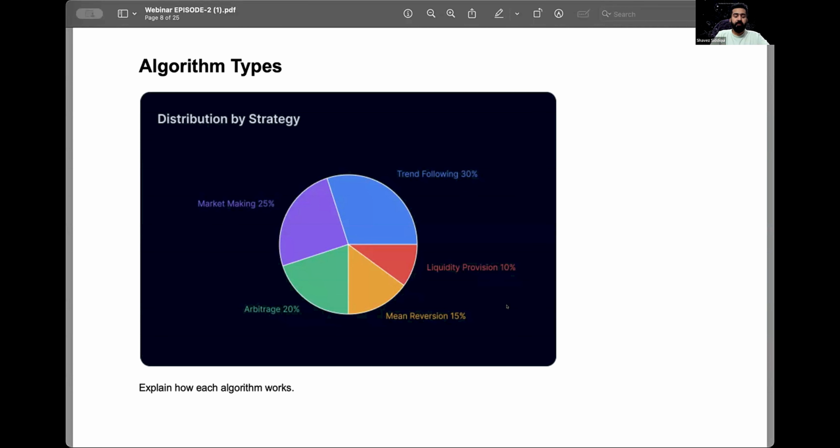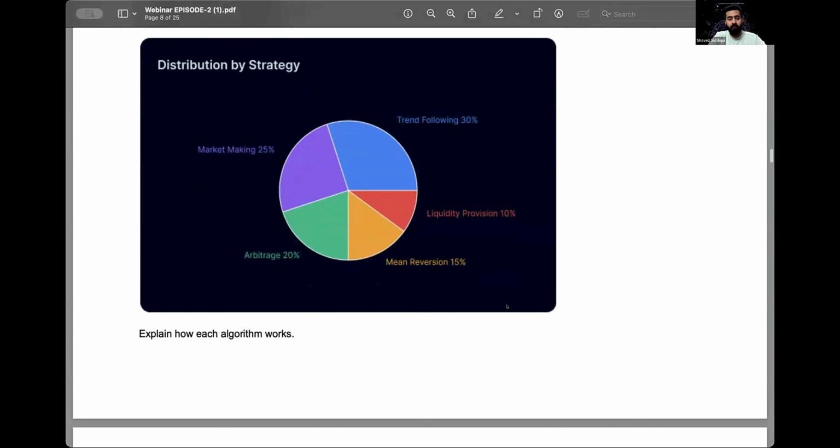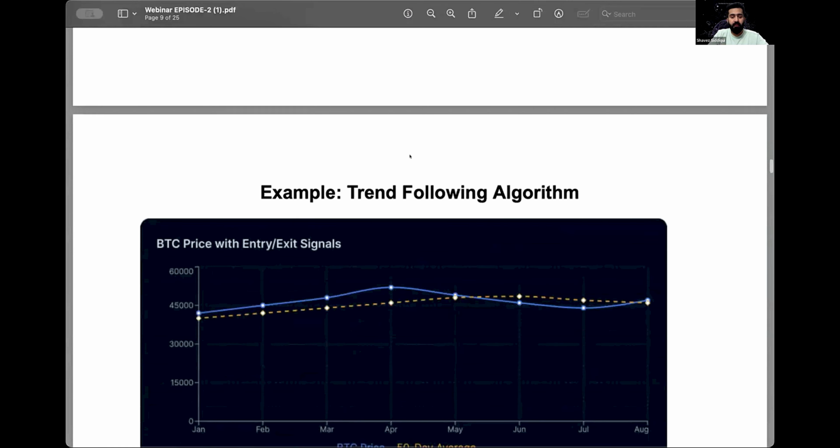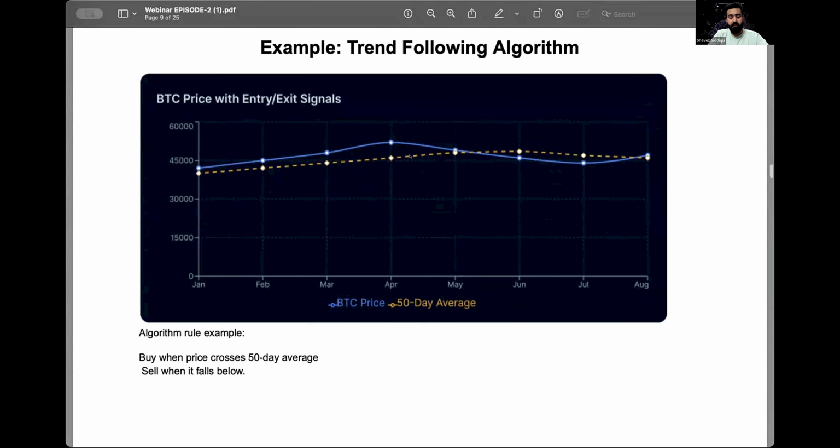Okay, this is the distribution of algos by strategy. Why is this algorithm distribution by strategy dominated by trend following algos? We will understand. So first, we will try to understand the algorithm type, first, that is the trend following algorithm.